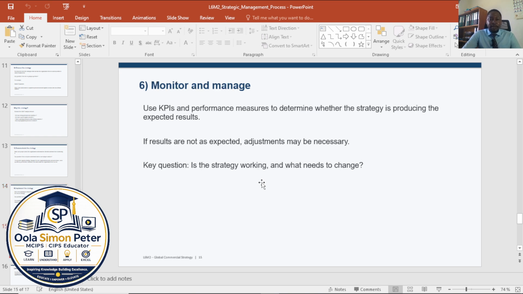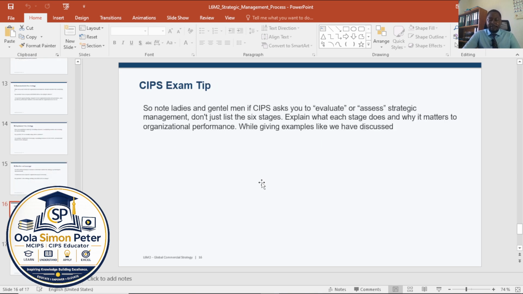So 6, the last stage, is monitor and manage. Now, after we have come up with our strategy, we have put up someone who is responsible as a champion, monitor and manage. Try to see whether we are actually getting the expected results. And if there is an adjustment, let's make it. Let's try to see whether the resources we are injecting into the business are actually paying off. So the key question is, is the strategy working, and what needs to change? So this is our last stage on strategic formulation.